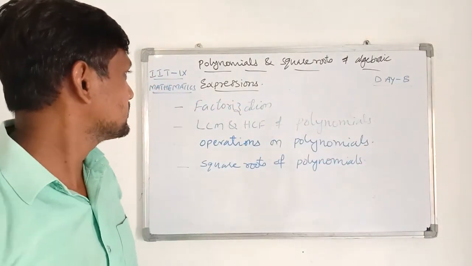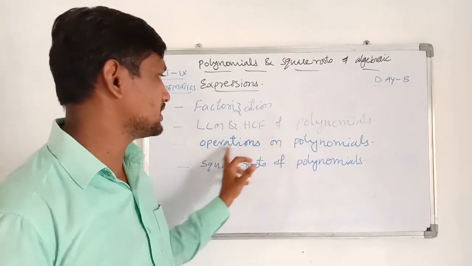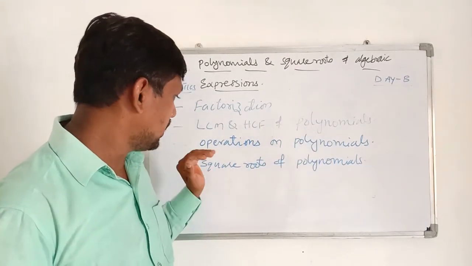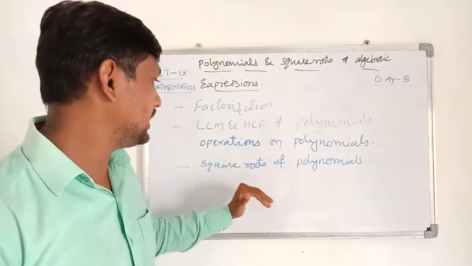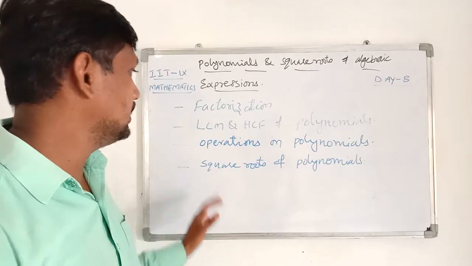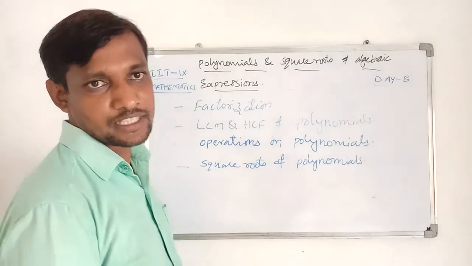In the previous class we discussed factorization, LCM and HCF of polynomials, operations on polynomials, and how to find the square roots of polynomials by different methods. Today we are going to deal with problems on these topics. So let's do the first problem.